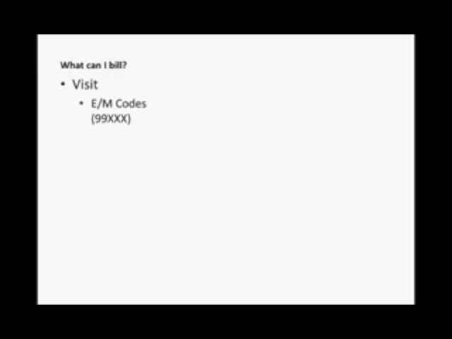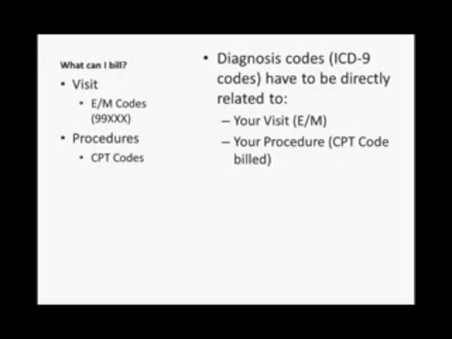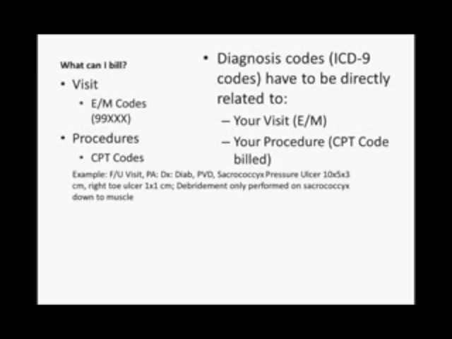So what can I bill? Well, you can bill two things. You can bill the visit, which is usually your E&M codes, and you can bill for procedure, your CPT codes. Those are the two things that you will be billing for. And everything that you do in the medical billing will fall into these two categories, visit codes and procedure codes. And then you have to directly link your visit codes and procedure codes to the reasoning, your medical reasoning, which is your diagnoses, that are going to be directly related to your visit and your procedure that you're doing on that day of the service.